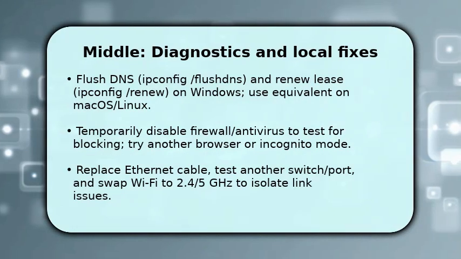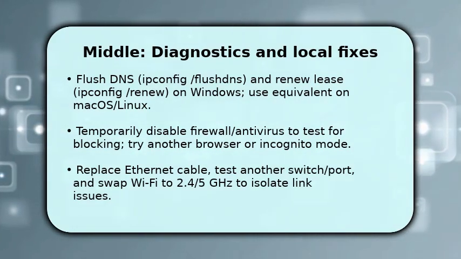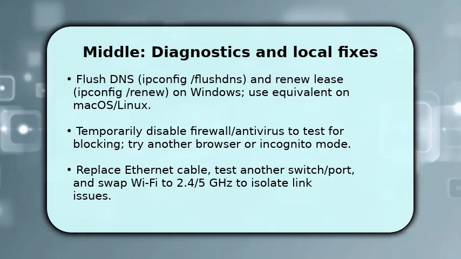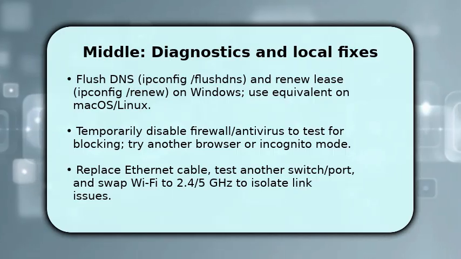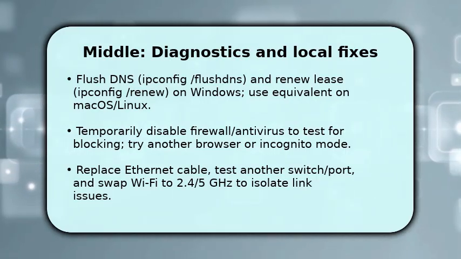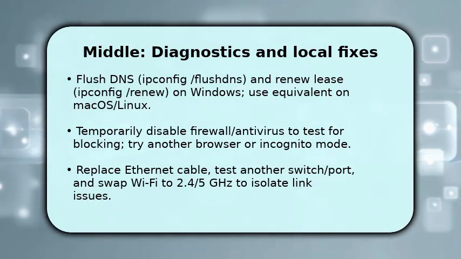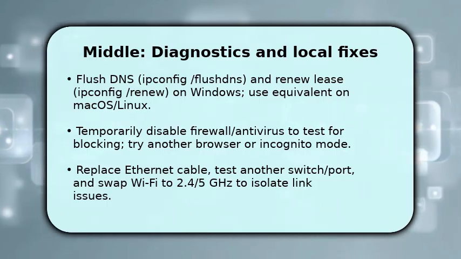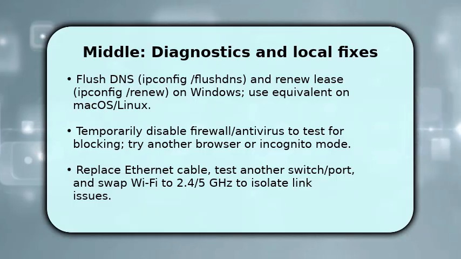Now perform targeted diagnostics. Flush DNS and renew the DHCP lease to remove stale records, and inspect your local firewall or antivirus. Disable briefly to test for connection resets caused by filtering. Switch browsers or use incognito to rule out extension interference. Swap the Ethernet cable and test different switch ports or Wi-Fi bands to find hardware-related resets.